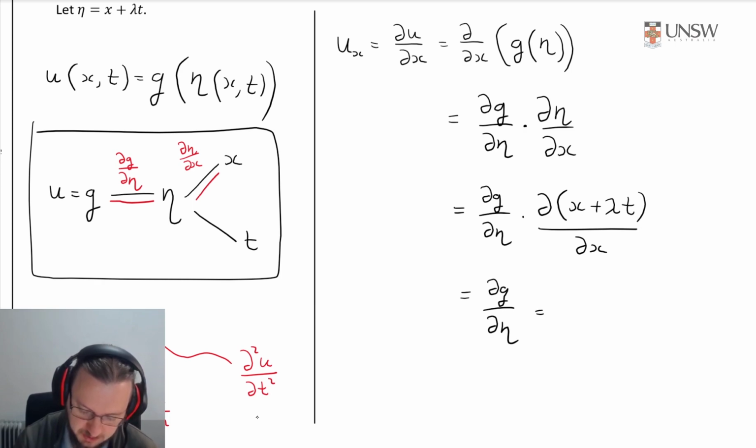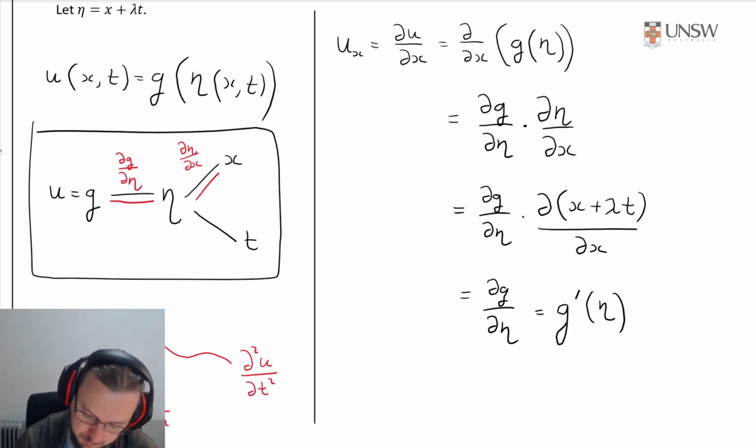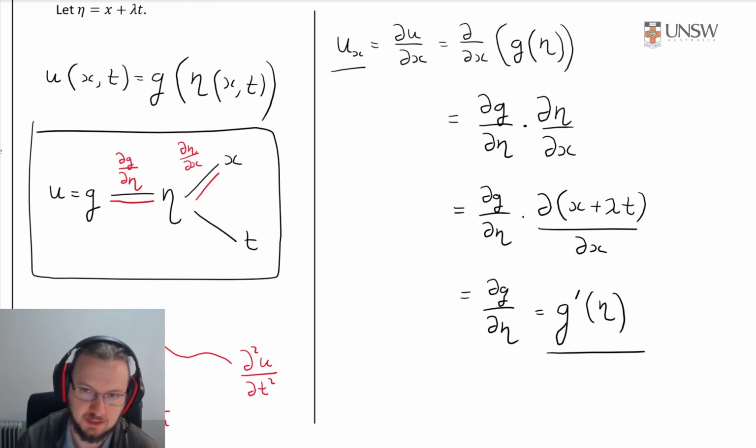And the partial derivative of g with respect to eta, that's really just saying the partial derivative of g with respect to its argument, which is to say it's the derivative of this function g. So this is the answer. u_x is really just the derivative of g with respect to its argument.